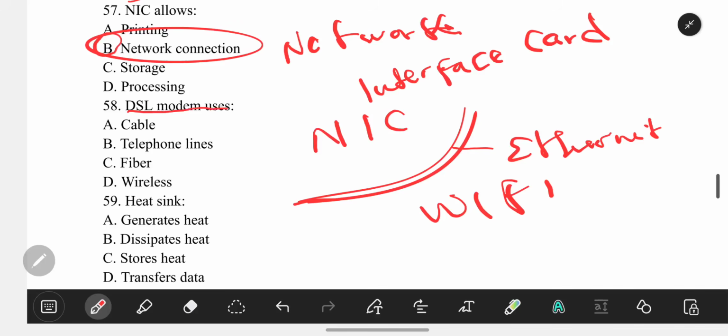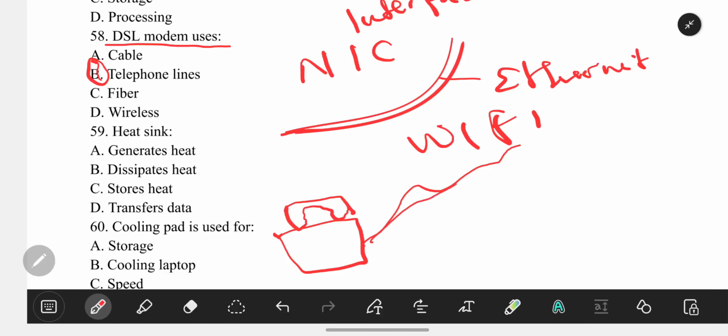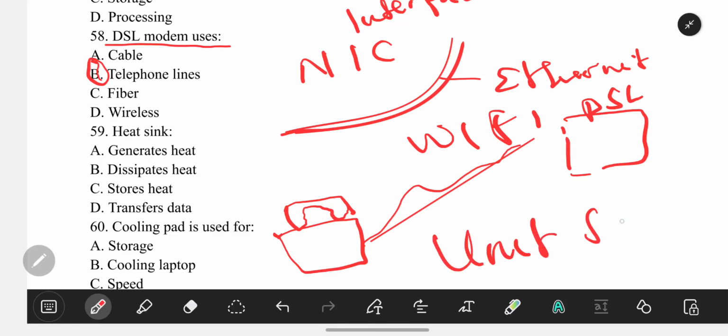Then DSL uses, so I've explained some of these questions in another video, telephone lines. So the telephone lines, we might have those land phones. These will be used to form the network. We have the telephone line like that. We have the DSL decoder there. I've explained this further in Unit 6 with proper diagrams.